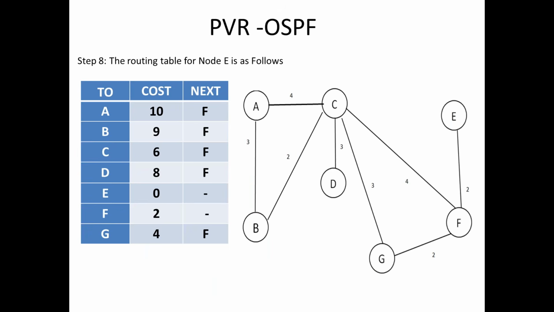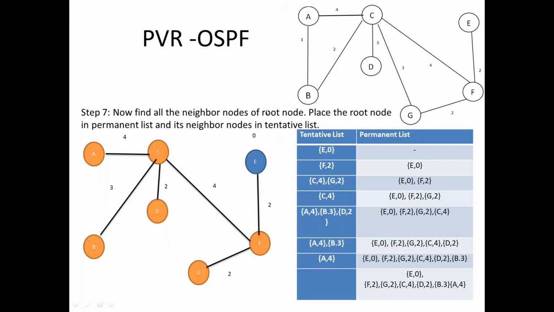So the final outcome. What will be the routing table for node E? For the network which we were given initially, it will be like this. To reach A, it will be from E to F, F to C and C to A. Here the cost is 2, here the cost is 4, and here the cost is 4. So 4 plus 4, 8, 8 plus 2, 10. For reaching B, again 2, 4, and then 3. So it is 9. 4 plus 3, 7, 7 plus 2, 9.